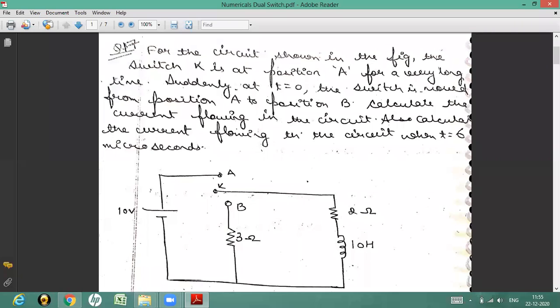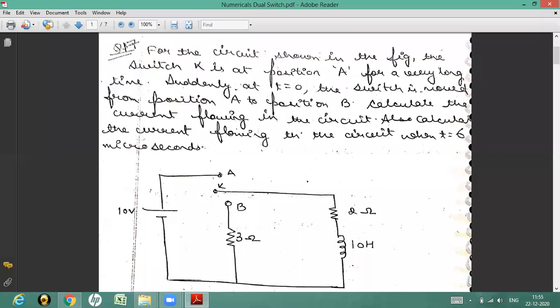You all know that in transient analysis, the current is dependent upon time. In this numerical, you have to calculate the value of the current, and after calculating it, you have to calculate the current at a particular instant, that is, time t equal to 6 microseconds. So this is the circuit which we have to solve.